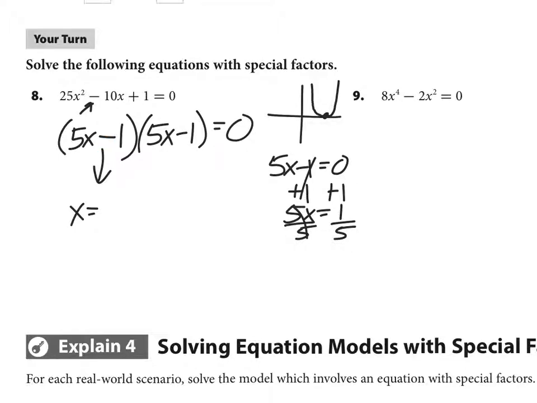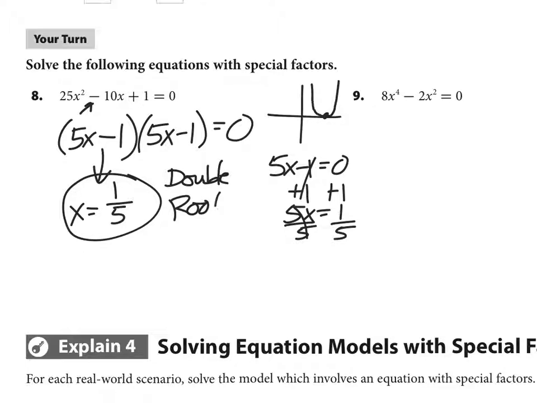Or what we always say, take the opposite. What's the opposite of -1? +1. What's the opposite of multiply by 5? Divide by 5, and there's your solution. And you only have to put it once, and that's referred to as a double root. A double root, because it's the same answer used twice.